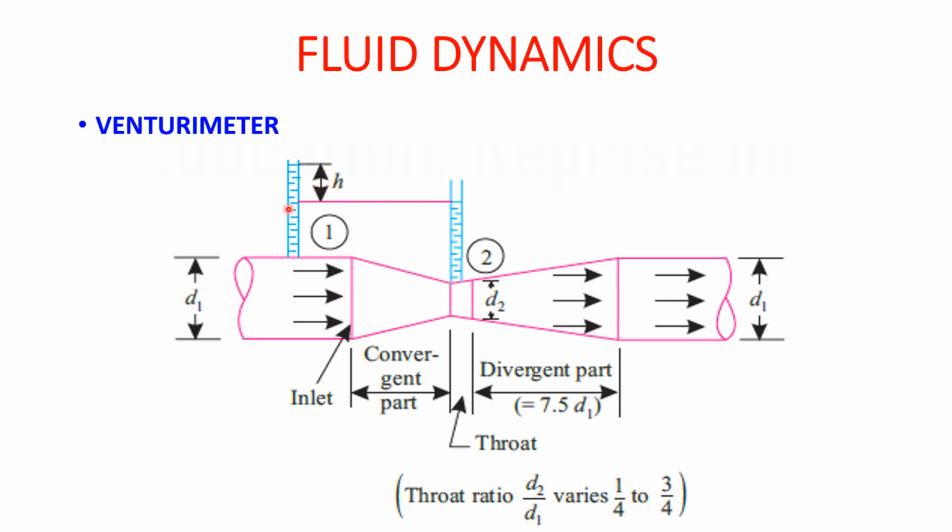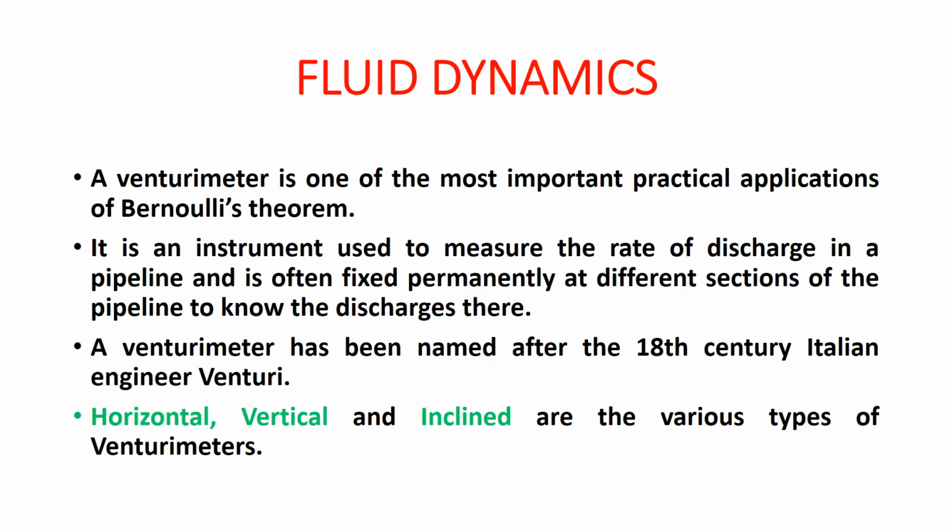So now let's see what the equation is, or how the derivation of this particular discharge equation will be done. First, see all the parameters. D1 is the inlet of the convergent section, or we can say the diameter of the pipe. H is the pressure difference from D1 to D2, or we can say from the inlet to the throat section. D2 is the diameter of the throat, and these are the three parts: convergent section, throat, and divergent section of this particular venturimeter. So now let's go for the next part.